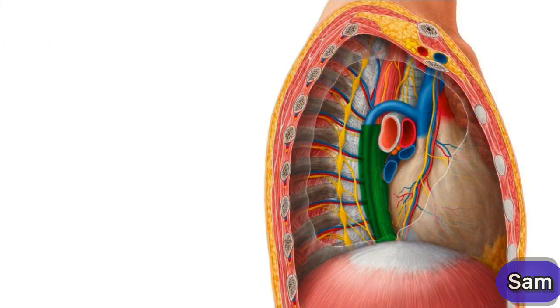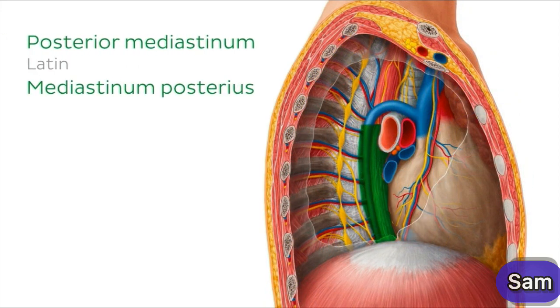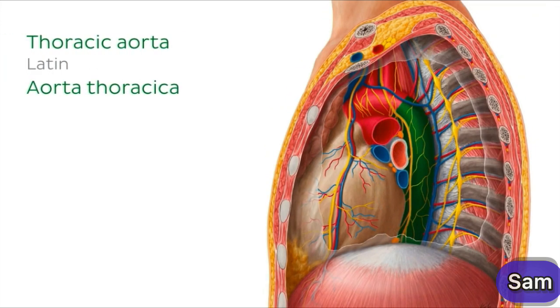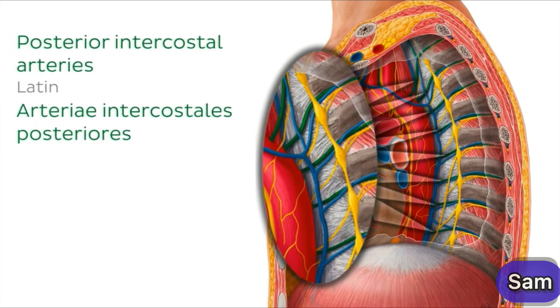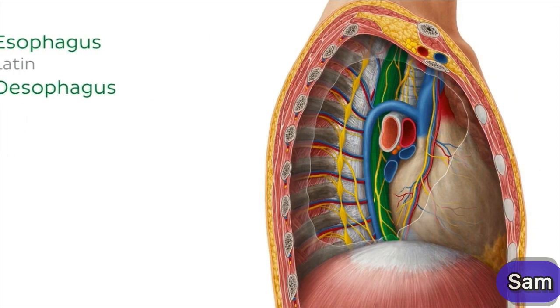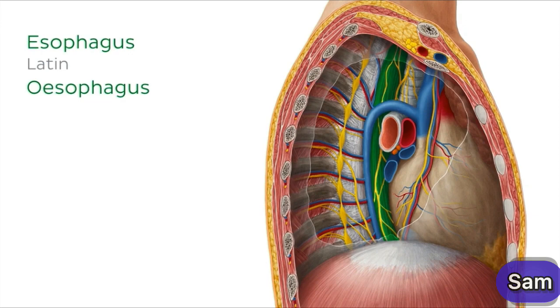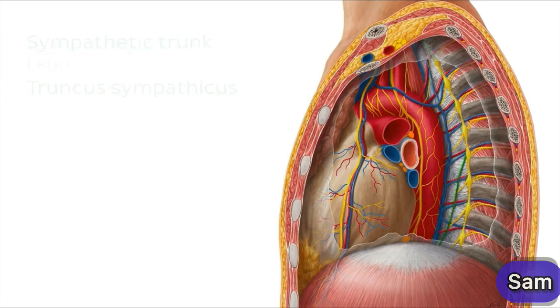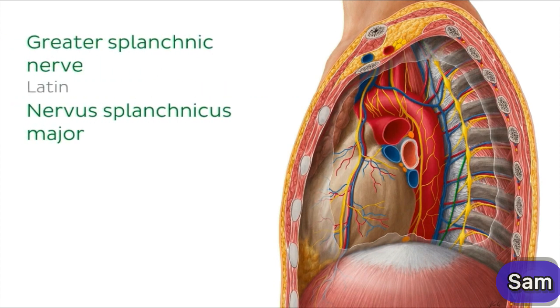Last but not least, we reached the posterior mediastinum, and here we looked at the descending thoracic aorta, as well as a number of its branches, including the posterior intercostal arteries. We also saw the continuation of the esophagus as it descended towards the abdomen, and lateral to the vertebral bodies we looked at the sympathetic trunk and ganglia, as well as the greater splanchnic nerve, which provides sympathetic innervation to parts of the gastrointestinal tract and to other abdominal organs.